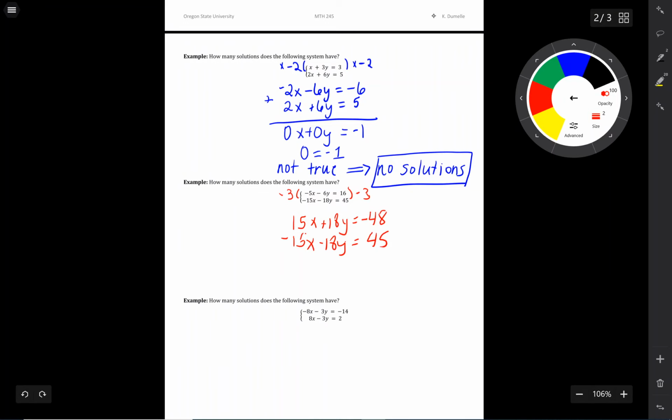So I multiplied the top equation by -3 so that my x's on the top equation and the bottom equation would cancel out if I solved this using addition. But when I add these two together, check out what happens again. I get 0x plus 0y is equal to -3, or 0 equals -3. Obviously, this is not true, so I have no solutions.